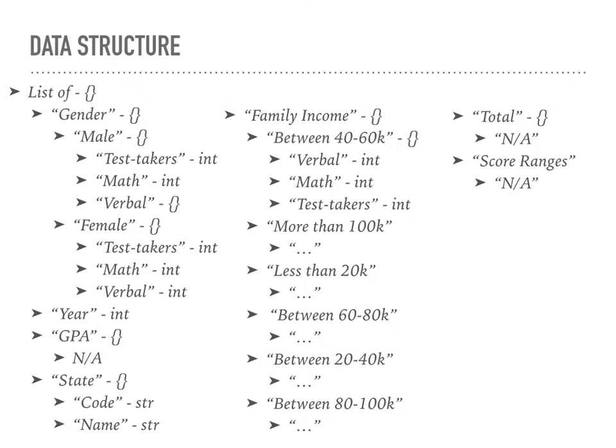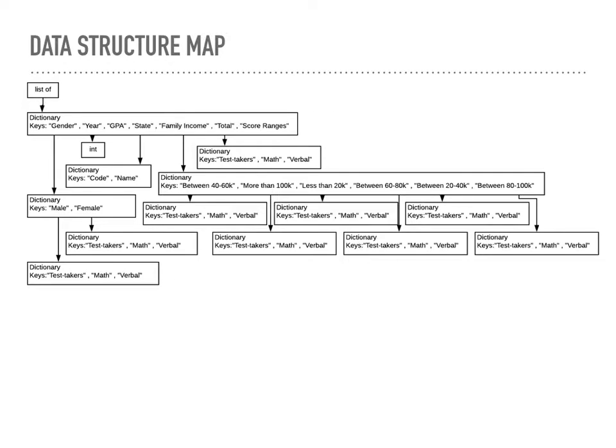So this is my data structure broken down into a bullet list. I didn't use total, I didn't use score ranges, therefore I didn't include them in this data structure. And you can see that in my data structure map as well, which is a little easier to follow given the amount of data that is in this data set.